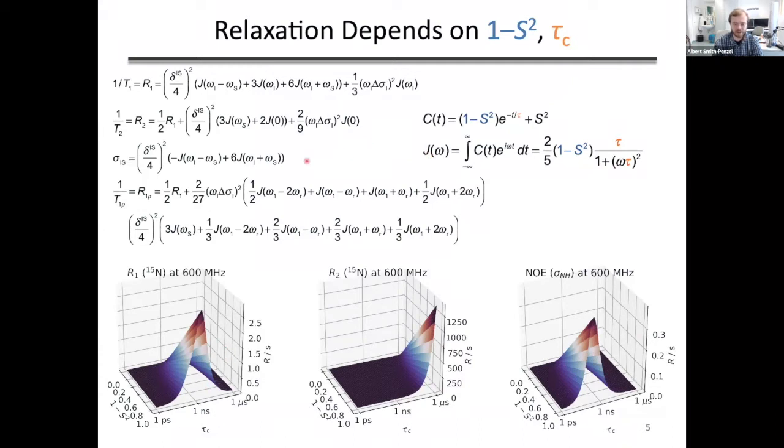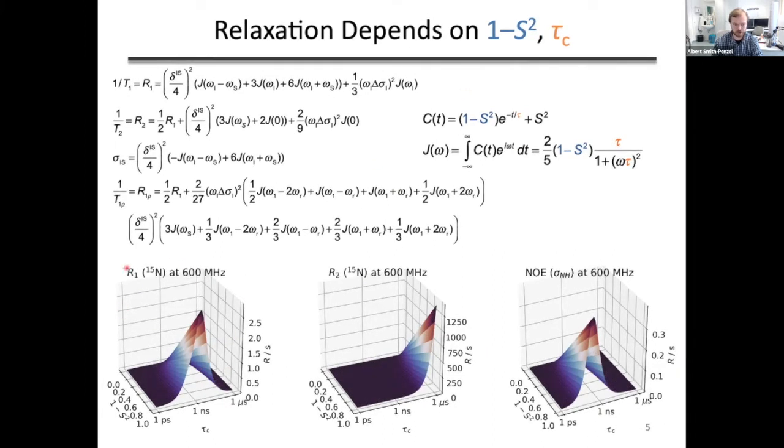relaxation, and relaxation in the simplest case is a function of the order parameter, and I'll usually relate 1 minus S squared to the amplitude of motion. I'll say a little bit more on that on the next slide, and the correlation time. So if the motion in my system were well described by a single correlation time, then my relaxation rate constants would depend on order parameter and correlation time like this.